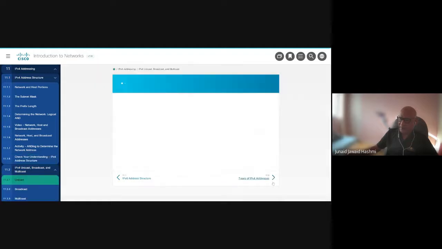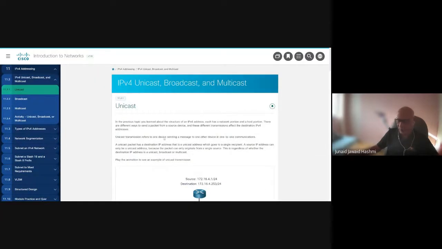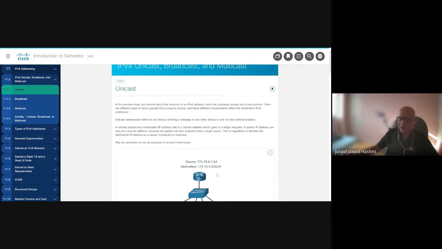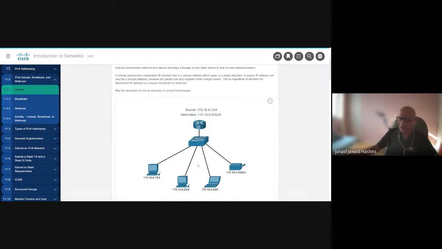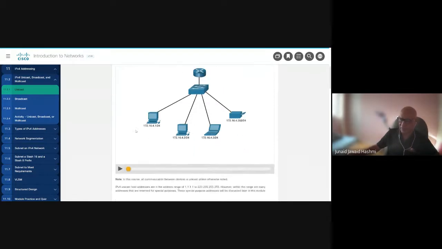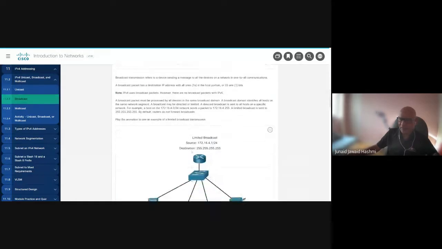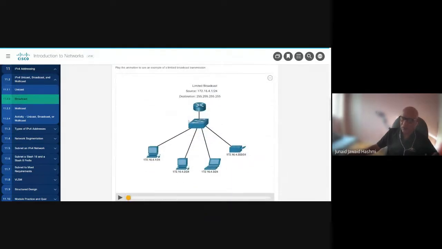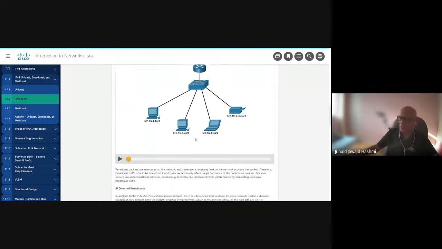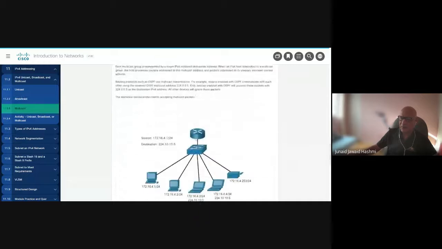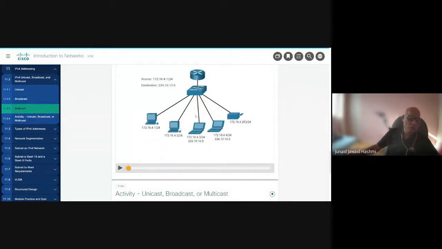All right, next chapter. So, okay, again, I think we have covered this. A unicast address is an address of a device. It's a one-to-one address. A broadcast address is sent to all the devices on the network, usually used by services or applications. Okay, and a multicast address is sent to a group of devices. Again, this is used by specific applications.